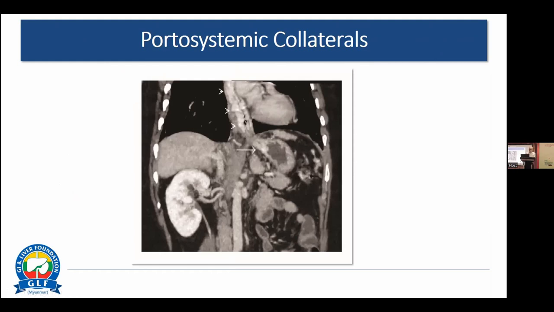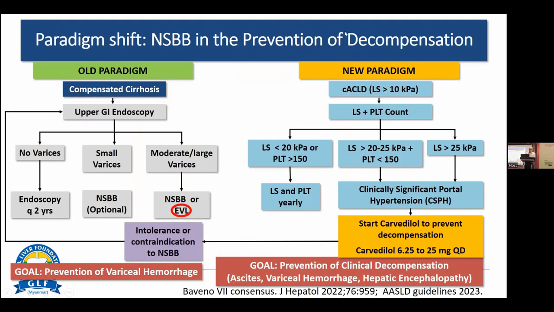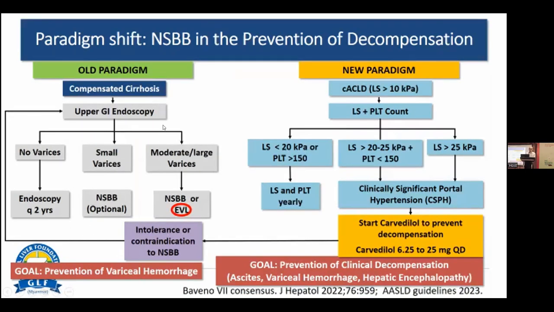But there is a paradigm shift in terminology and goals in treating portal hypertension. The previous goal was prevention of variceal hemorrhage in cirrhosis, by screening endoscopy. Now Baveno 7 changes the term compensated cirrhosis to compensated advanced chronic liver disease, cACLD, defined by liver stiffness by FibroScan of more than 10 kilopascal.